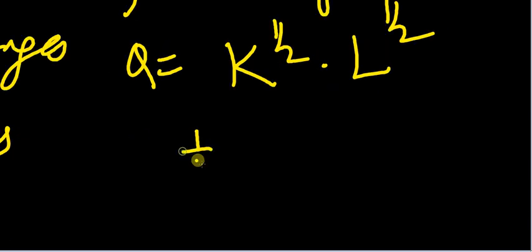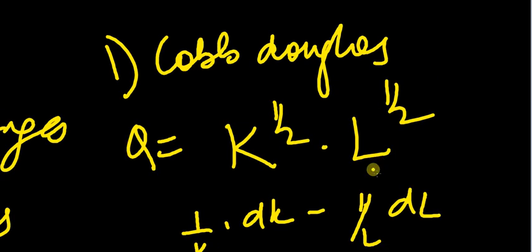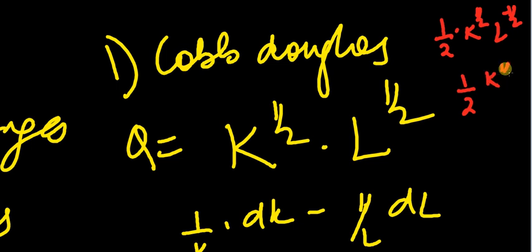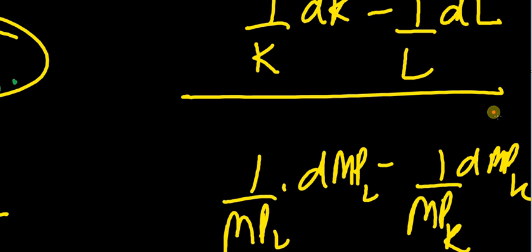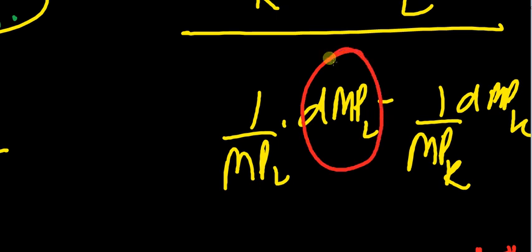So above would remain the same. So I will have 1 by K dK minus 1 by L dL upon what will be MPL. MPL is when you differentiate the function with respect to L. So differentiate this with respect to L. What do you get? So you will get half into K to the power half L to the power minus half. So this is half K to the power half upon L to the power half. And when I reverse this, I will get half into L to the power half upon K to the power half. And I have to differentiate the MPL function also now. So differentiate this function.